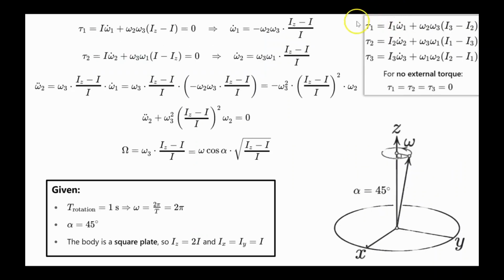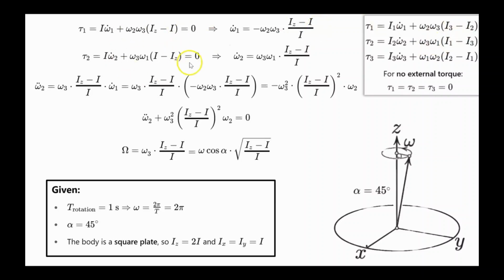Now I will use the three Euler equations to solve for the precession frequency of the book when it's thrown into the air. When the book is thrown into the air, there's no external torque. So torque 1, torque 2, and torque 3 are all equal to 0. This is equation 1. I set it equal to 0. I can rearrange this and do some simple algebra, get this expression for the time derivative of omega 1. This tells how the x component of angular velocity is changing. I3 is Iz. Both I1 and I2 are I because the plate is symmetric.